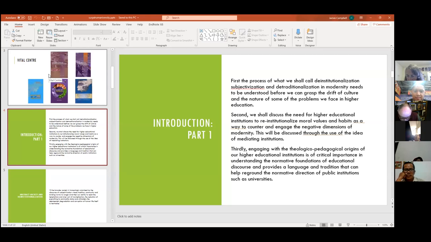And thirdly, I'm going to engage what I've kind of copied from another philosopher here. I'm going to look at what we call the theologico-political origins of our higher educational institutions as one way, not the only way, but as one way of thinking through how to reground, how to give grounding back to our institutions, to our universities, in the service of humanizing, in the service of reestablishing that kind of moral grounding, that moral centering within our institution. So let me begin.